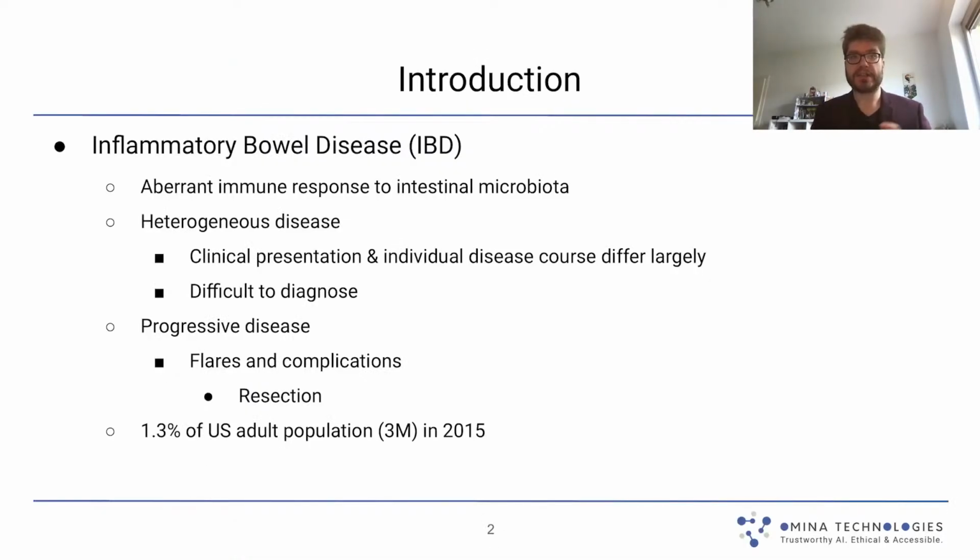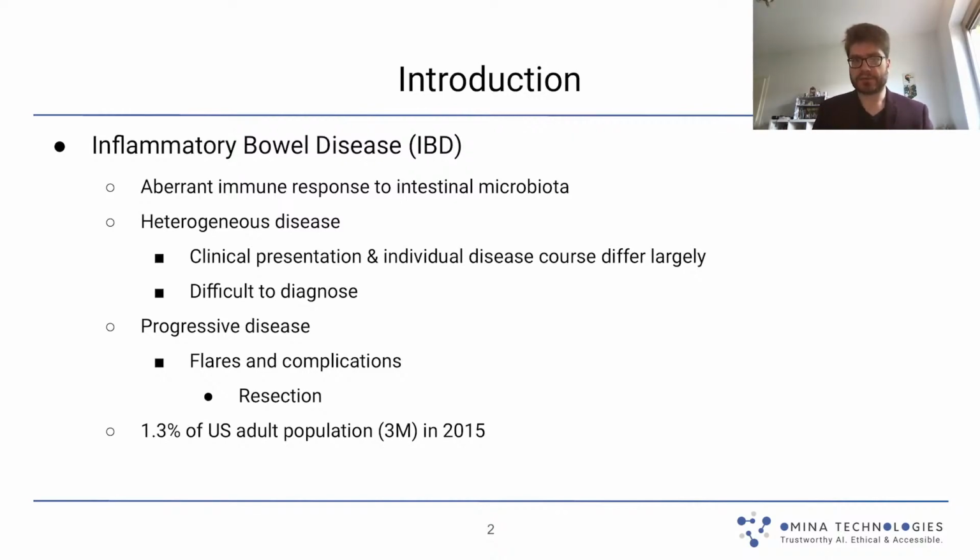Inflammatory bowel disease is an aberrant immune response to intestinal microbiota, and it's also a heterogeneous disease, meaning that its presentation to the clinicians and the track this disease goes through differs very largely per patient, meaning it's very difficult to diagnose. But it's also a progressive disease, meaning that the inflammation over time in a patient becomes worse, and it can lead to flare events, where the inflammation in the intestines suddenly comes up to such amounts that in the worst case scenario it requires surgery and needs a resectioning or removal of part of the intestines.